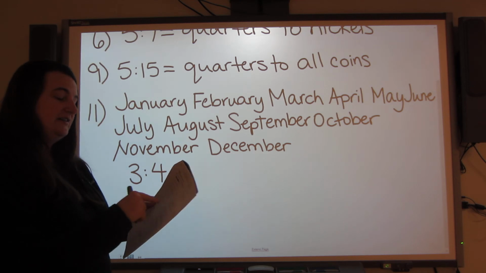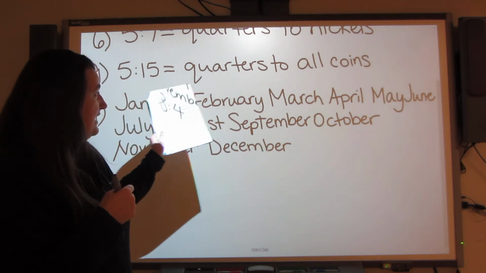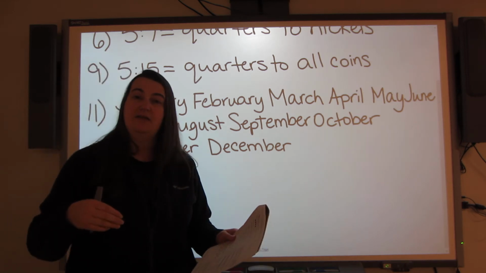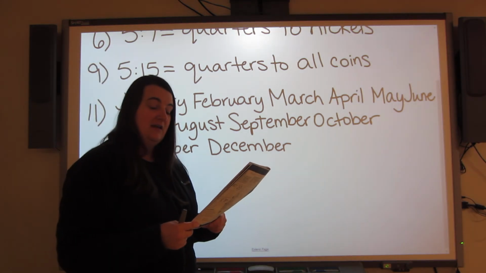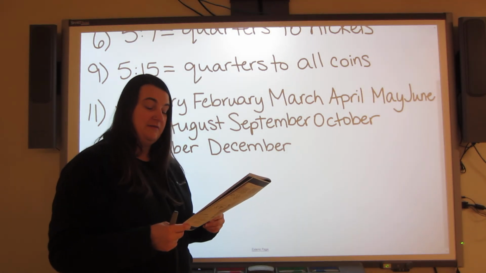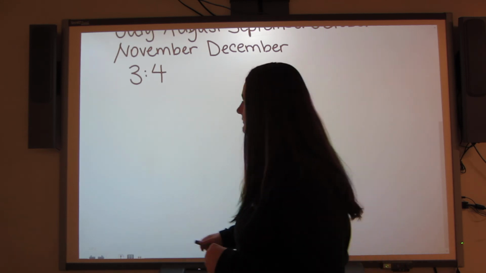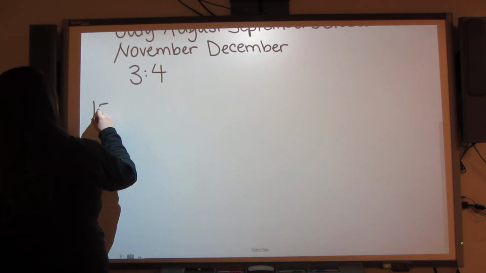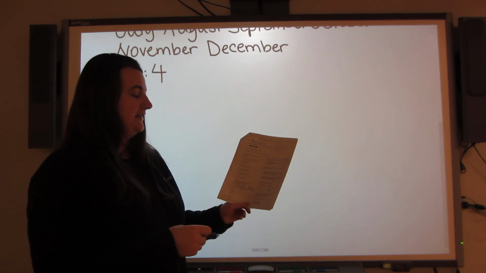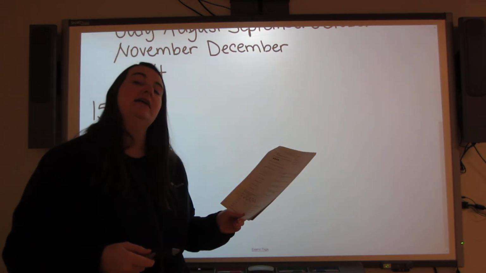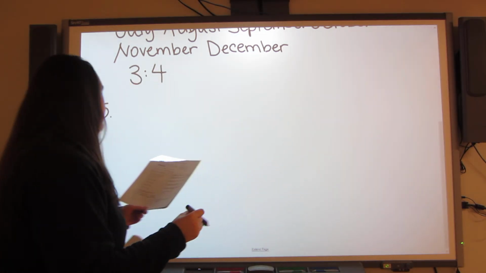So for the next questions, 12, 13, and 14, you're going to use the months to help you find those ratios. We're going to jump down to number 15. So if you take a look at 15, 16, 17, and 18, you're writing each ratio in lowest terms. You know how to do this already.